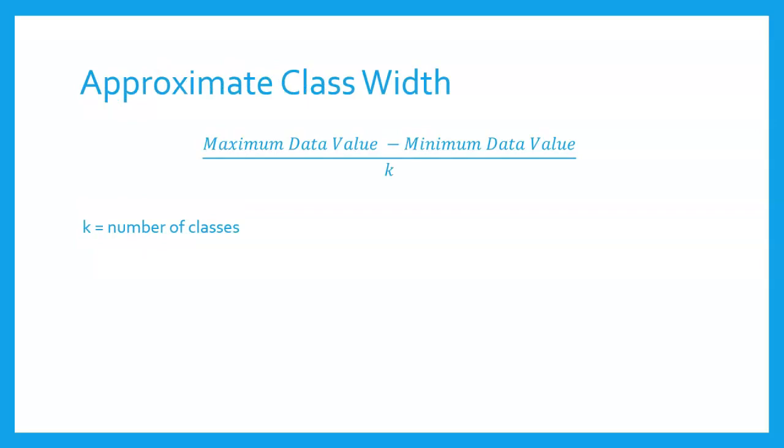Now, class width. We take our maximum value from our data minus our minimum value of our data, our biggest and our smallest, and divide it by the k that we just found. That will tell you approximately how big each class needs to be.